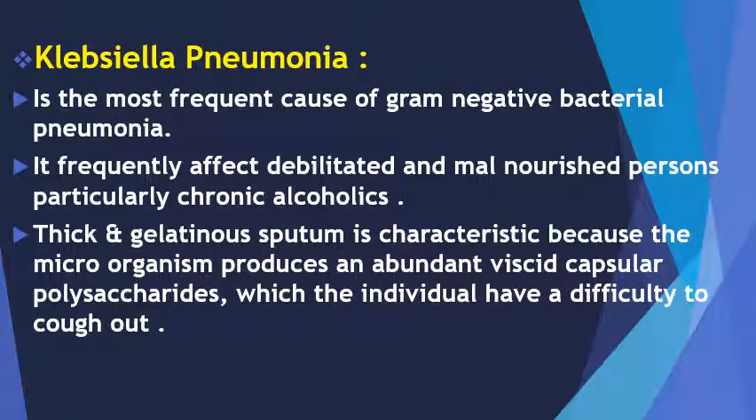This type of pneumonia is caused by Klebsiella, which is also a gram-negative bacterial pneumonia. This usually affects debilitated patients, malnourished patients, immune-compromised patients, and chronic alcoholic patients. The sputum is thick and gelatinous, which is characteristic because the microorganism produces abundant viscid capsular polysaccharide, so the patient has difficulty coughing it out. This type of pneumonia predisposes to lung abscess, as in Staph aureus pneumonia.